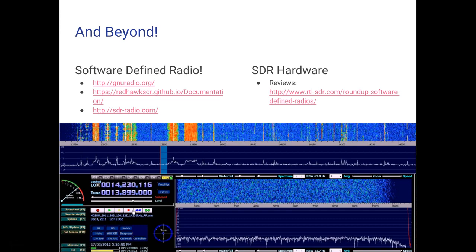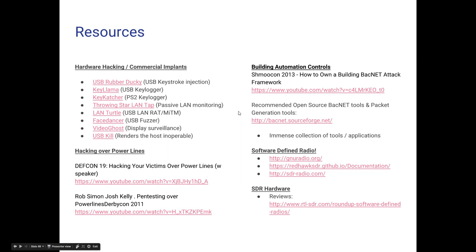And there's a great list of reviewed antenna systems on this resource link. And so to wrap things up, for physical access, here's a master slide of resources for both videos, BACnet, hardware hacking with USB, and SDR stuff for your enjoyment.